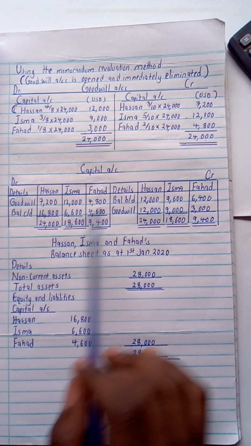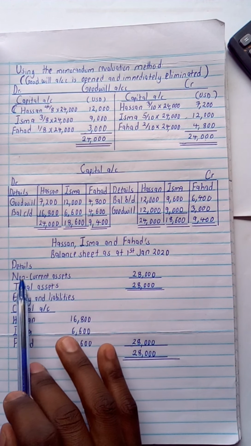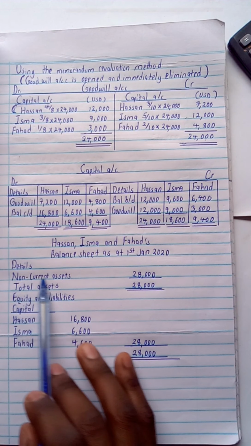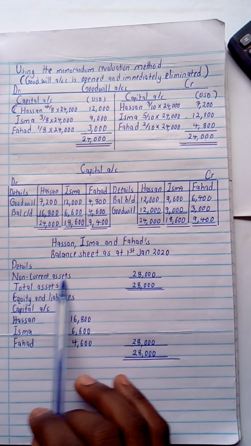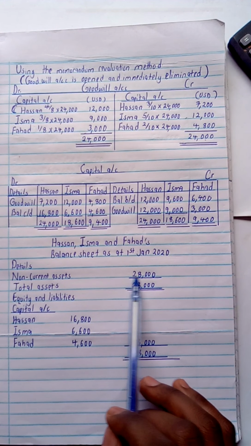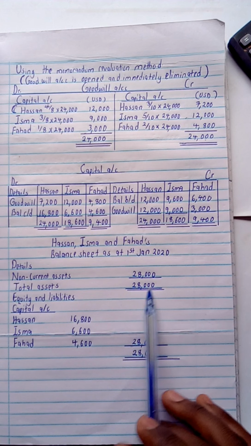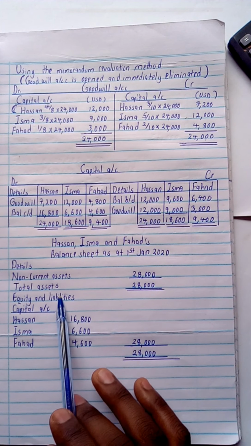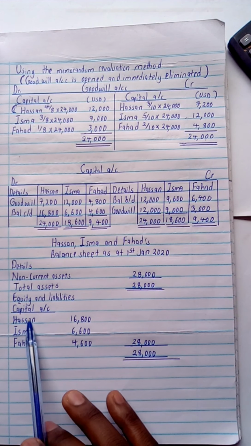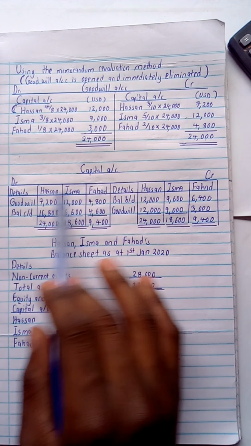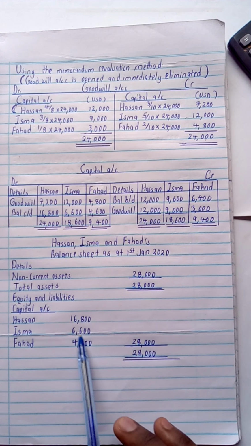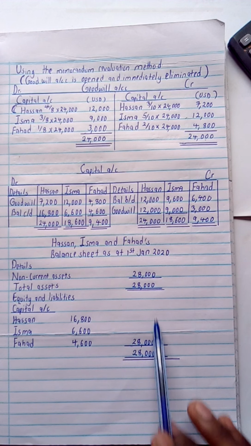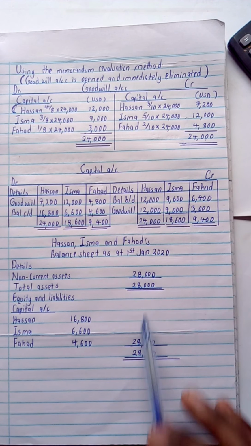So since we have already eliminated goodwill, it's no more. I'm only going to be having my non-current assets, that is the fixed assets. So my non-current assets, or the net assets, is going to be 28,000. So the total assets is going to be 28,000, and my equity and liability is going to be capital account. For Hassan, it is 16,800, and Isma it is 6,600, and Fahad it is 4,600, and it's giving me a total of 28,000. So this has balanced with 28,000.